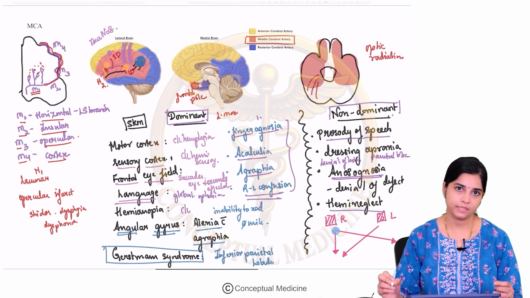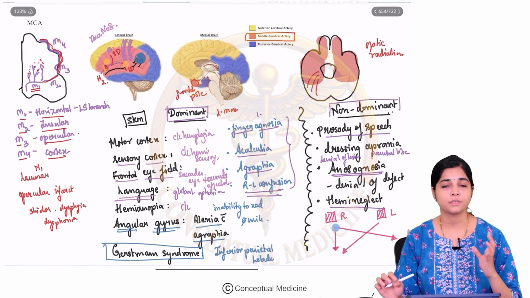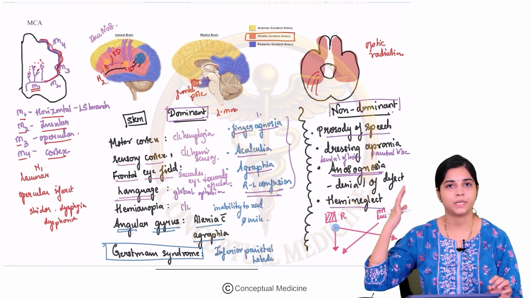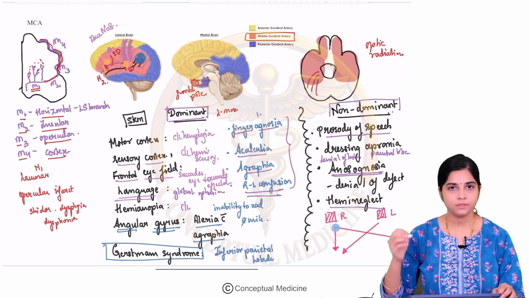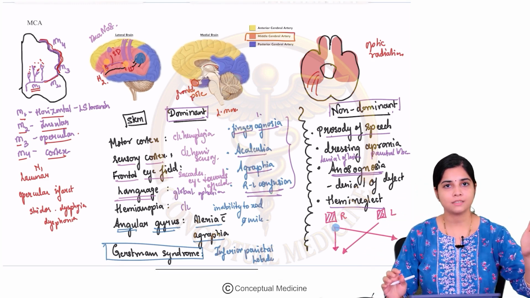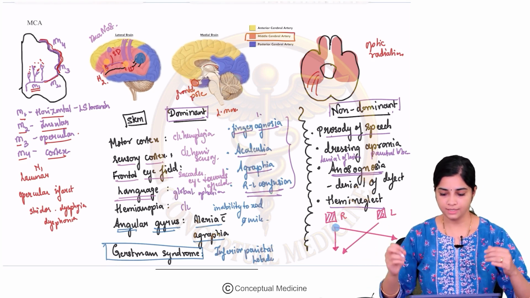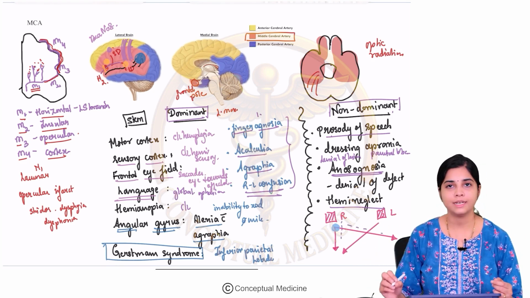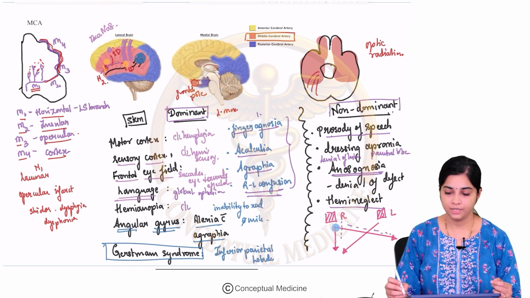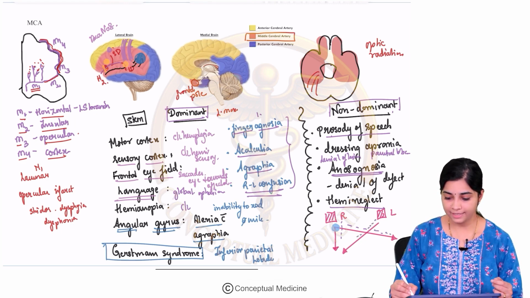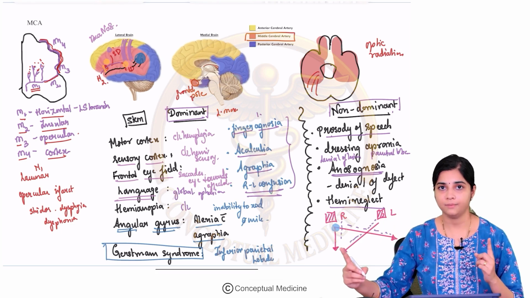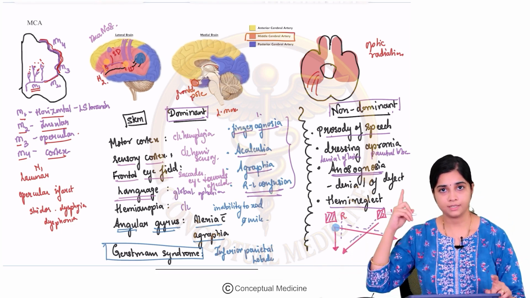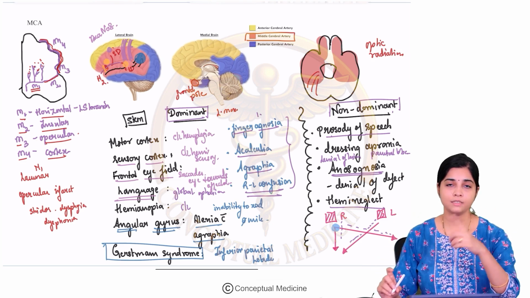Then hemineglect. Let us understand this concept of neglect. Neglect is basically a function of your parietal lobe. So the right parietal lobe scans both areas, the right side as well as the left side. The left parietal lobe scans only the contralateral right side, whereas the right scans both.